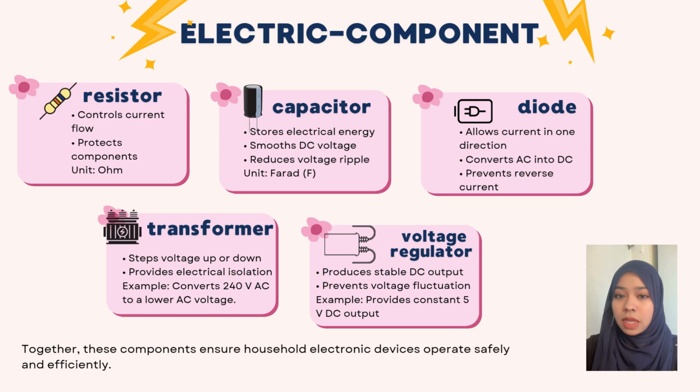The transformer steps the voltage up or down and provides electrical isolation. For example, it can convert 240-volt AC to a lower AC voltage. Lastly, the voltage regulator provides a stable DC output and prevents voltage fluctuation, such as maintaining a constant 5-volt DC.